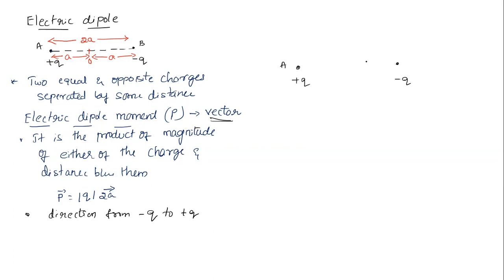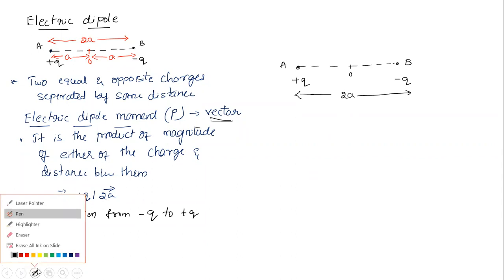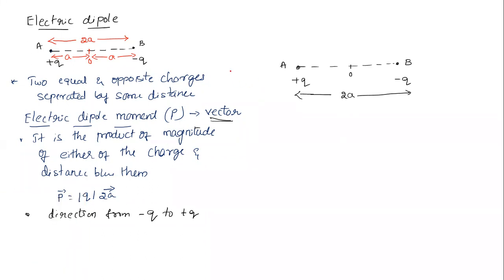Let me take this as point A and this as point B, and these two are separated by some distance. Let's say 2a, that we know. We have taken 2a, the distance between the dipole from point A to point B. Now, here I'm going to take one line, with red color.